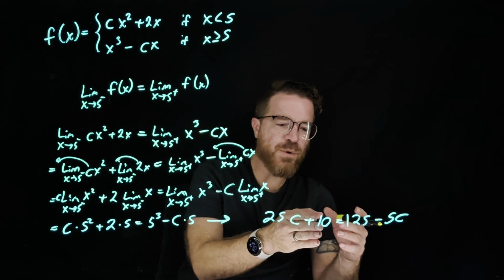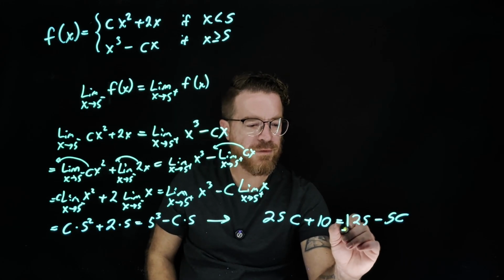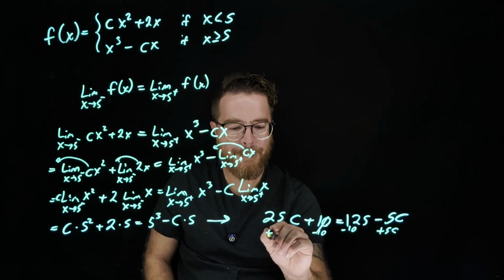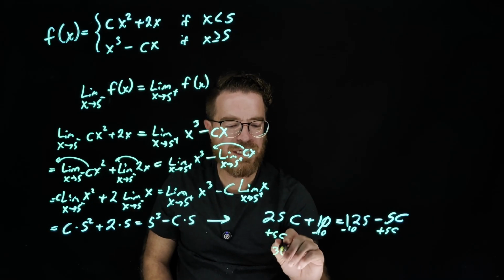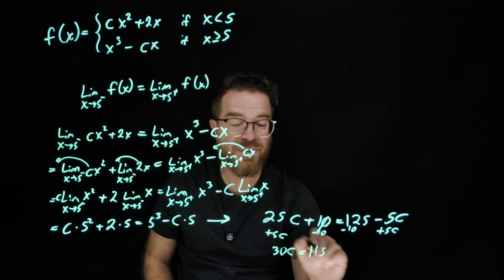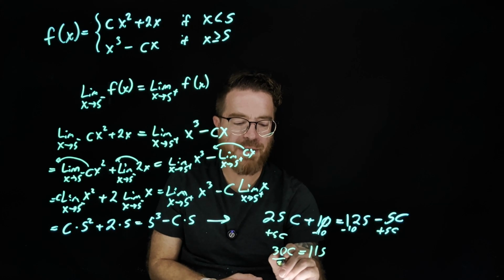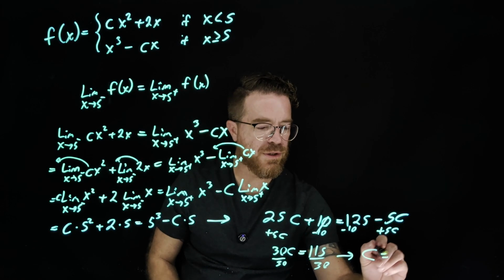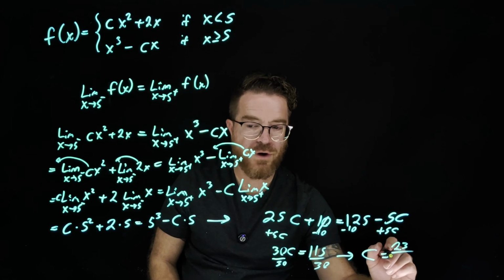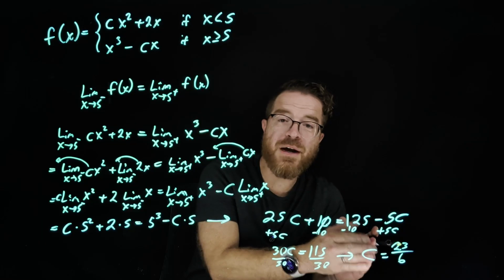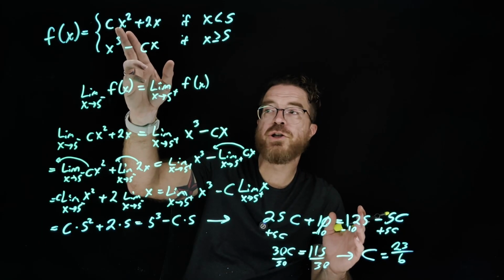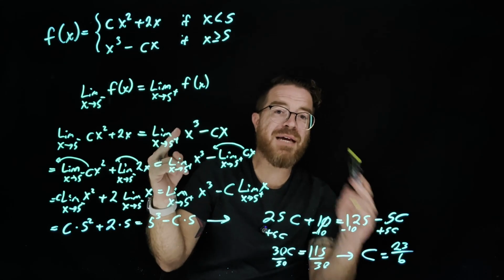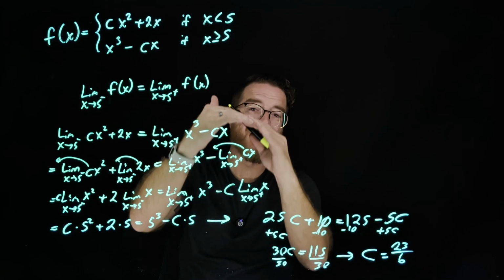So I have 125. If I were to subtract 10, so I'm going to subtract 10 from both sides, I'm going to add 5c to both sides. I'm going to be left with 30c is equal to 115. And then I'm just going to divide both sides by 30. And I will be left with c is equal to 23 over 6. And now this would be the c that if I were to plug this into this original function, right, this piecewise function, this would make it continuous, which means that as I take my limit from the left, it is going to be equal to my limit from the right, and they're going to meet at the same point.